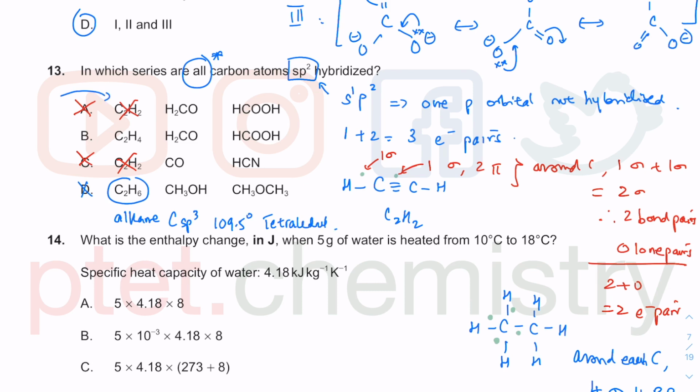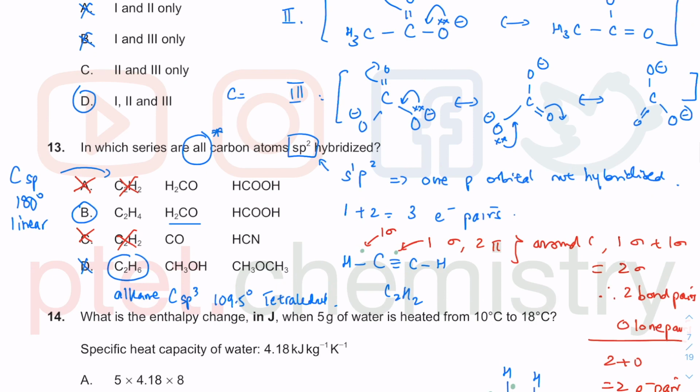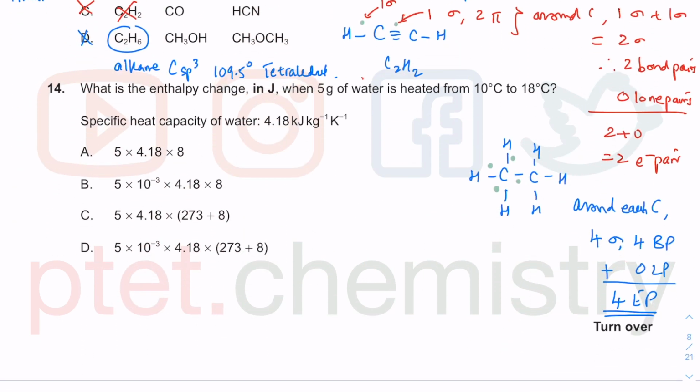Whereas C2H2 is a carbon sp hybridization, 180 degree linear geometry. You're looking for C2H4, which is an ethene, and H2CO, which is an aldehyde. So this is a CO, H and H. So there's your sp2, trigonal planar, 120 degrees there. And this is a carboxylic acid, also having this trigonal planar carbonyl C=O double bond center there.